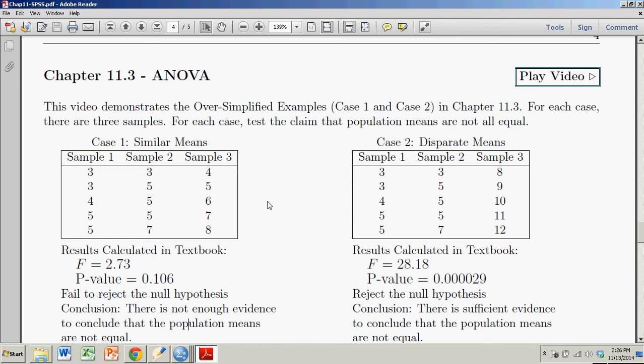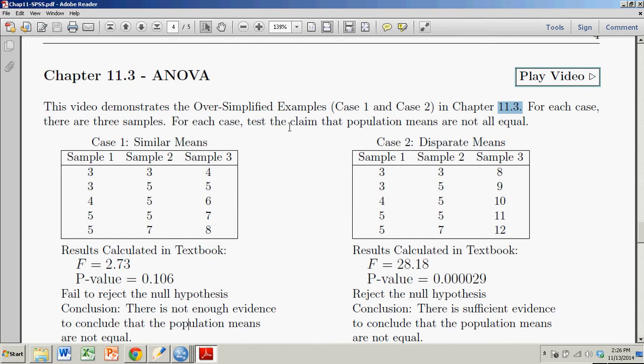Hi there. In this demonstration, we're going to learn how to conduct an ANOVA test, or specifically a one-way ANOVA test with SPSS. We're just going to use the oversimplified examples that were demonstrated in Chapter 11.3, where we actually calculated the test statistics, the variance between groups, and the variance within groups. There isn't really a story problem that goes along with this. It's just three different samples.